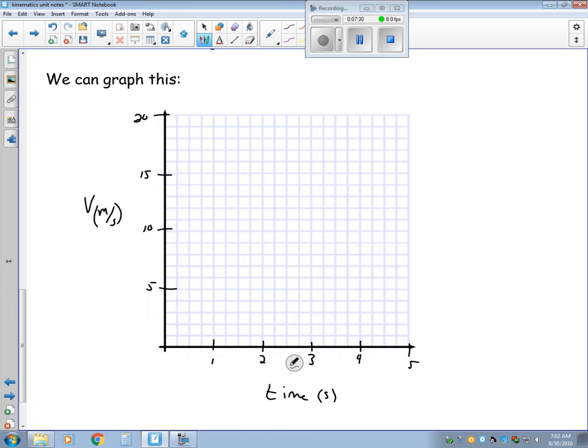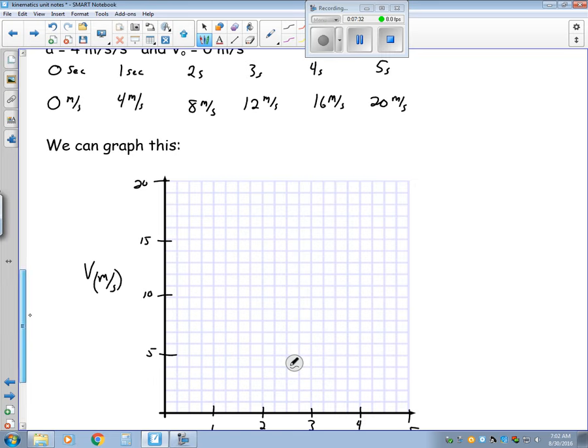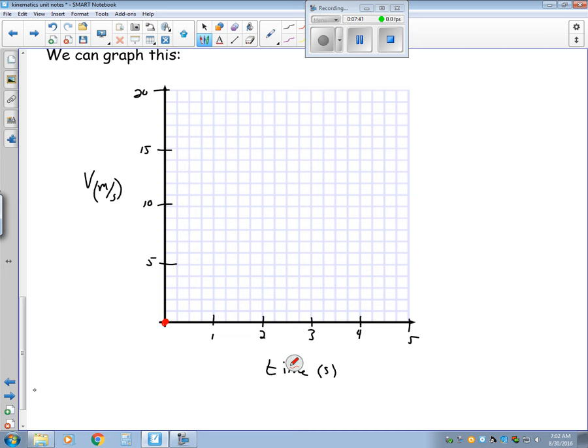Okay, so now all we need to do is go ahead and graph our data points. So at 0, got 0. 4, 5, 6, 7, 8. So there we have it.